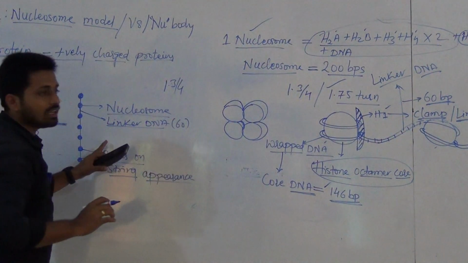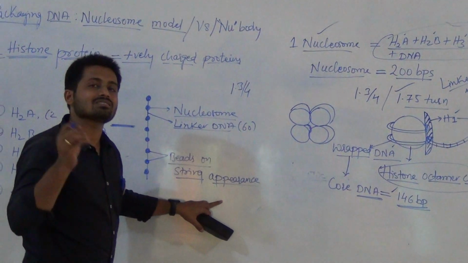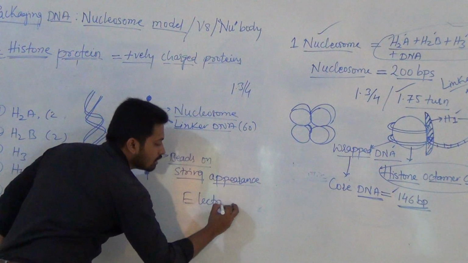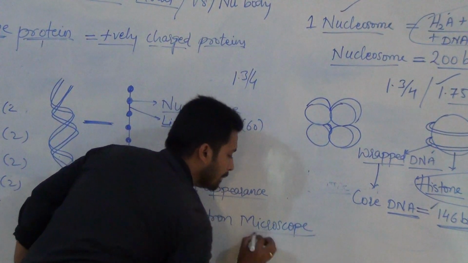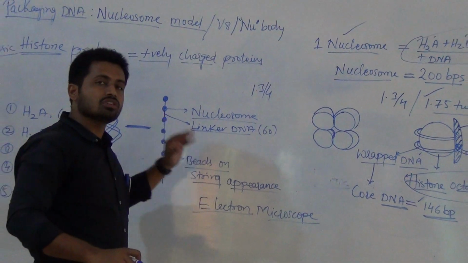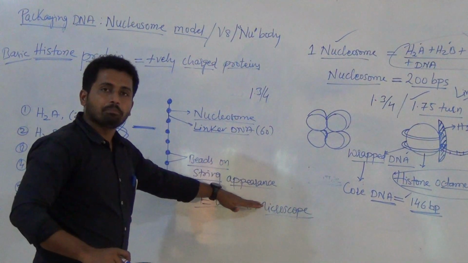So how is it appearing? A beads on a string appearance, and this appearance was seen by the scientist Udok in the electron microscope. Very important. Again, these words as well as the diagram are given in NCERT. The diagram is the beads on string appearance.